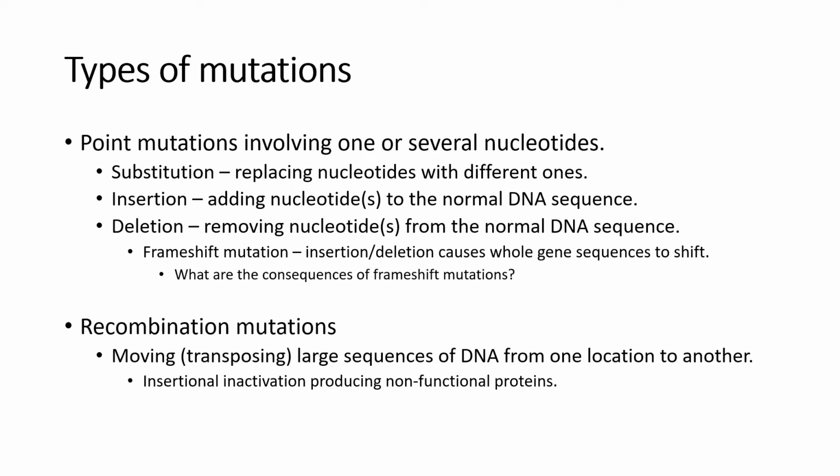Now, mutations can occur at specific nucleotides in the DNA sequence, or they can involve the shifting of entire regions of DNA. Focusing on the ones that occur at specific sites, these are called point mutations, and they can be of one of three types: a substitution, an insertion, or a deletion. And the name of the type of mutation is pretty self-explanatory.